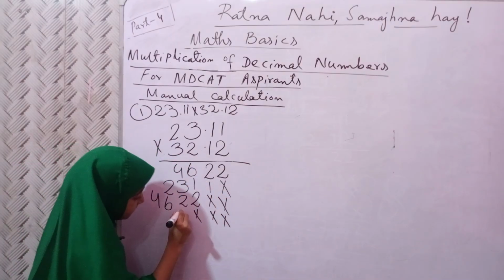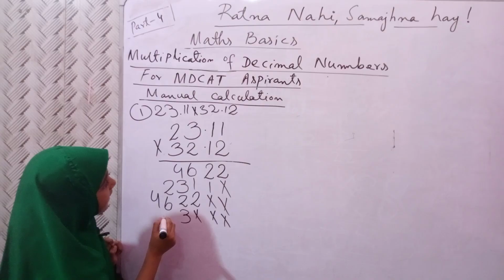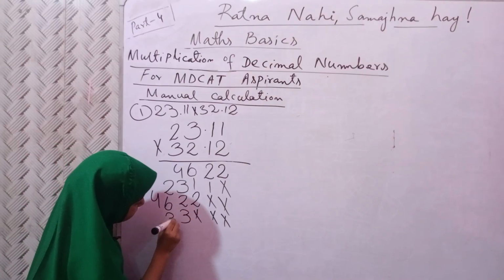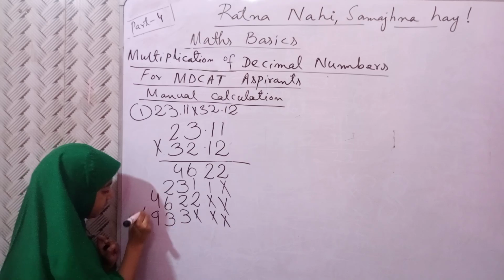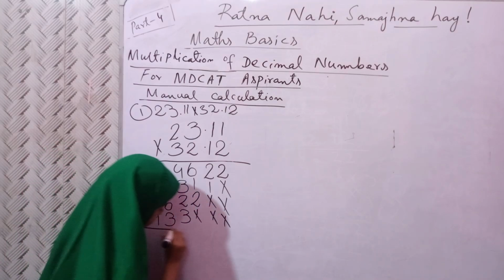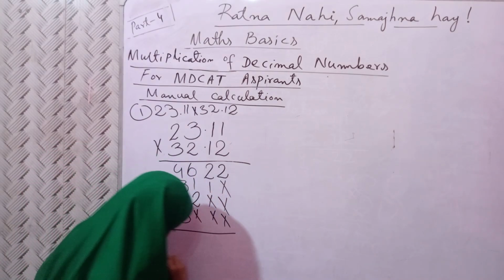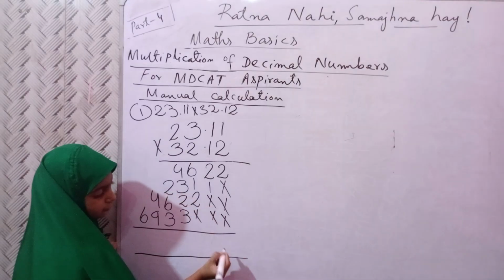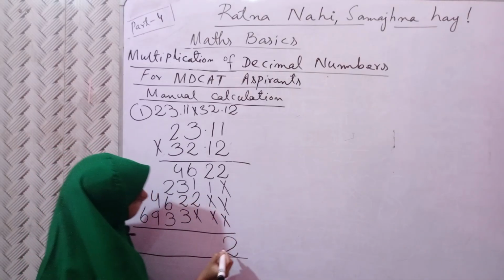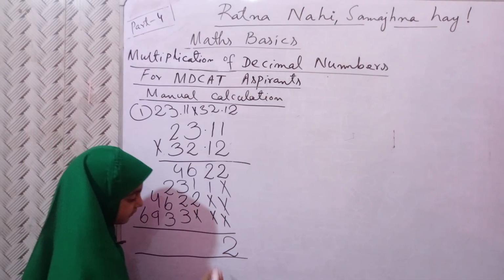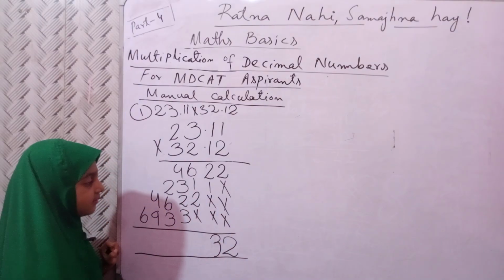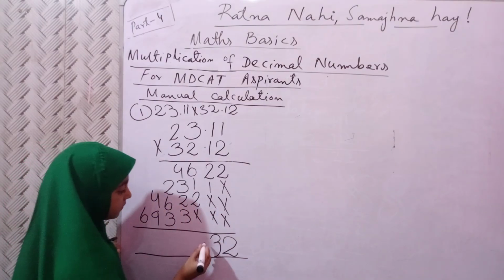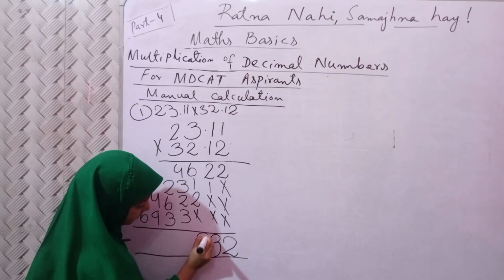3 ones are 3 and 3 ones are 3. 3 threes are 9 and 3 twos are 6. Make a line and make again a line. 2 plus 1 is equal to 3 and 6, 1, 7, 7, 2, 9.